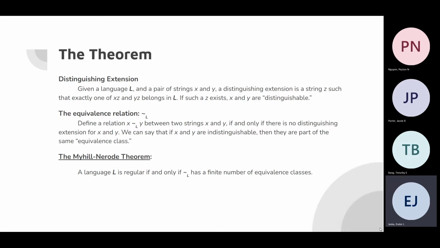So after talking about distinguishing extensions, we can define a relation between x and y if and only if there are no distinguishing extensions for them. We can say that x and y are indistinguishable and they're part of the same equivalence class. They're equal in our sense if they have no distinguishing extension. The Myhill-Nerode theorem says that a language L is regular if and only if this relation has a finite number of equivalence classes.